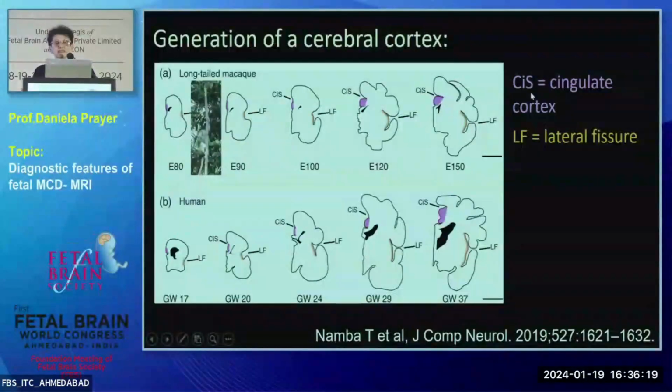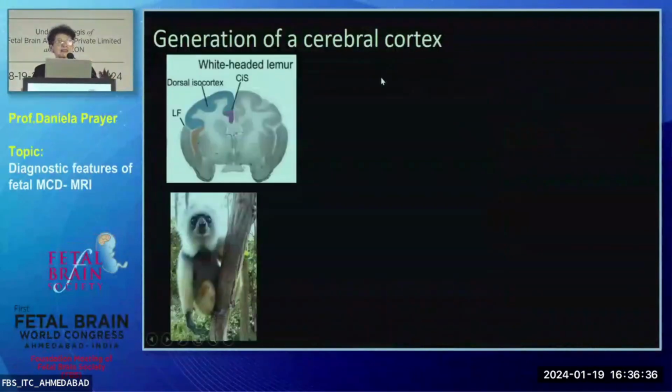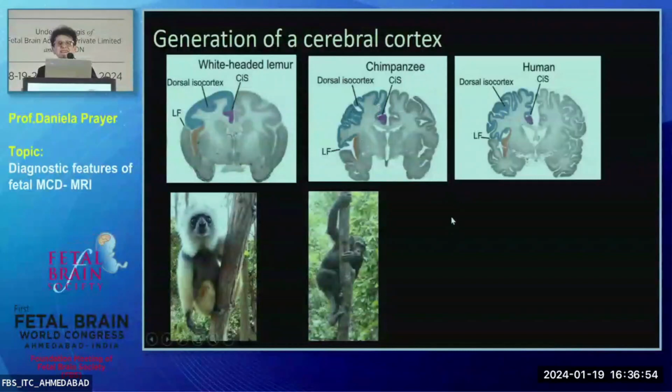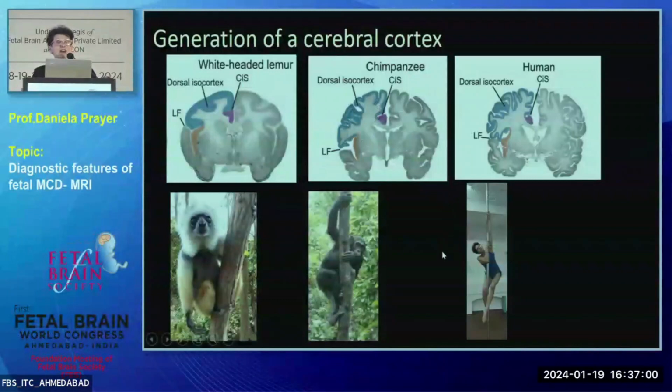This is the conserved cortex, the cingulate cortex, and I would not call this the lateral fissure. It is called so in this paper, but as you can see, it is the insula. It's not the opercularization, it's the insula itself. And here you have the white-headed lemur with the cortex here and the insula. Then in the chimpanzee, we have already a very developed dorsal isocortex, and this is the human dorsal isocortex. This is how you and I look in the brain, hopefully.